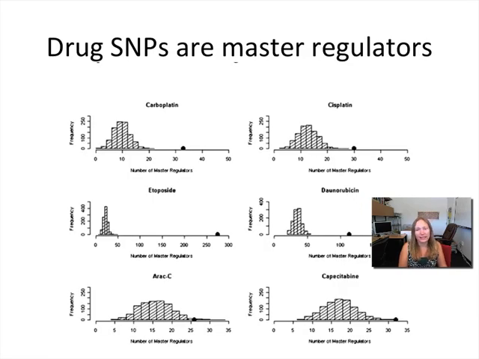They make more plots that show that the drug SNPs they found are more likely to be these master regulators. This is basically the same type of thing. They sample, count the number of master regulators, do that a bunch of times, and then put one point out here showing where the observed number is. So in all of these cases, except maybe Iraq C, the number of SNPs that are master regulators is much higher for drug-related SNPs than it is for randomly selected SNPs.